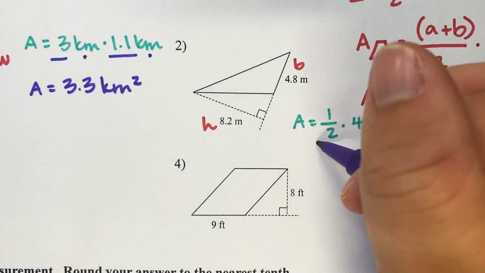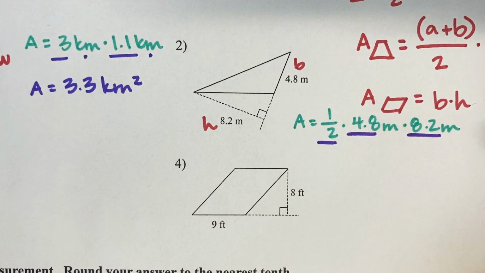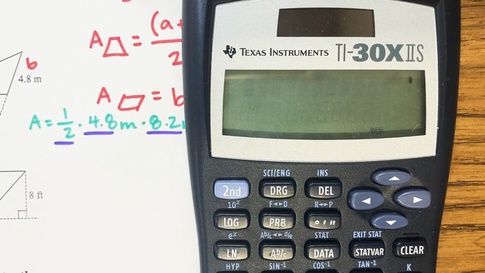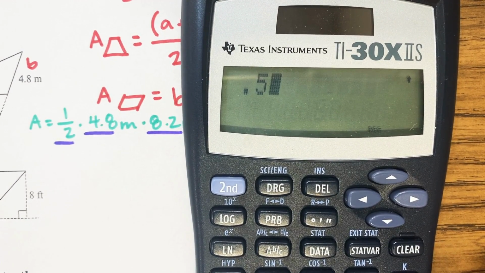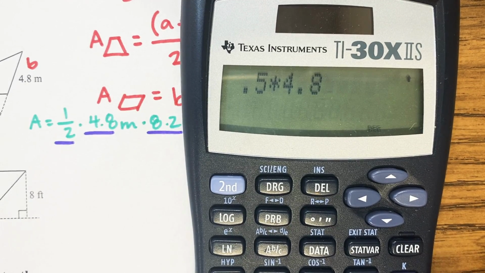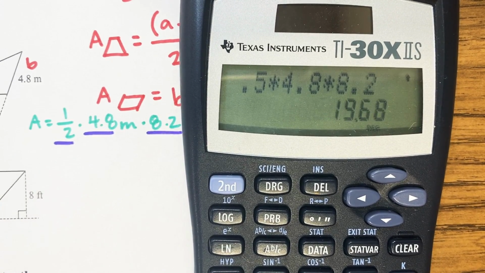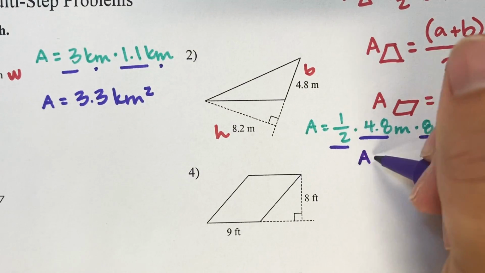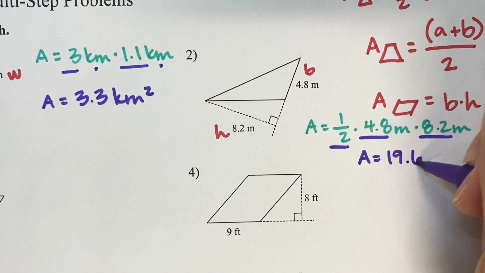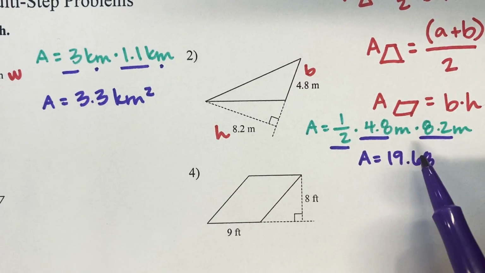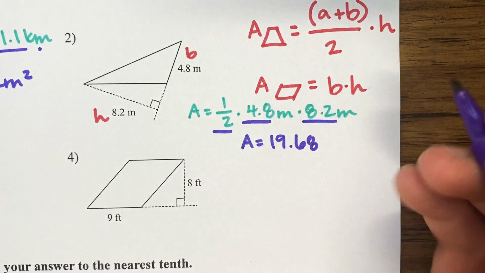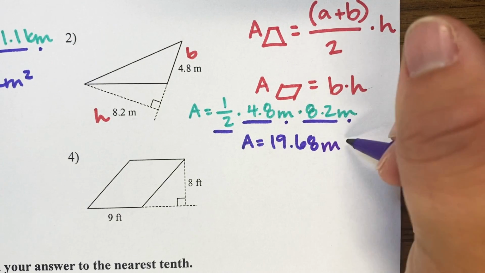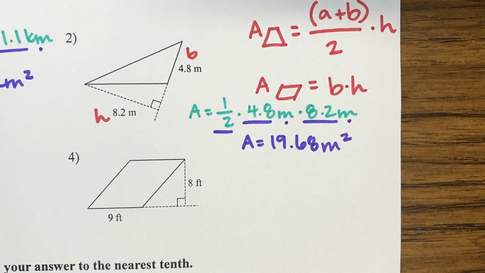Okay, now we can go ahead and multiply. So I'm going to punch into my calculator. Remember, 1/2 is 0.5. So 0.5 times 4.8 times 8.2, and that's going to give me 19.68. Area equals 19.68. What are my units of measurement? Remember, since we have 2 meters being multiplied, I have meters squared.